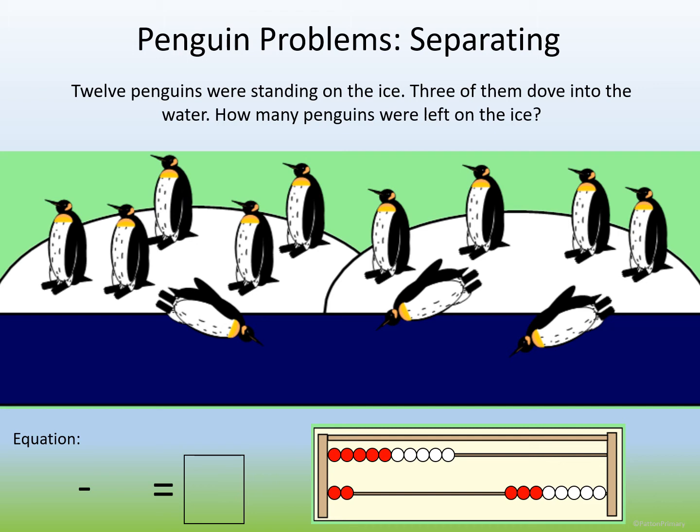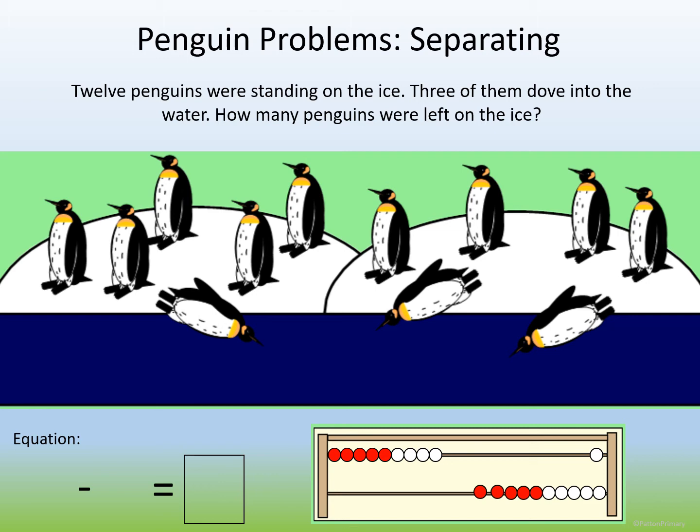12 penguins were standing on the ice. 3 of them dove into the water. How many penguins were left on the ice? Well, we started with 12, so I moved 12 abacus beads to the left. And now I'm going to move 3 to the right to try to figure that out. So there's 1, 2, 3. So now we have the answer.